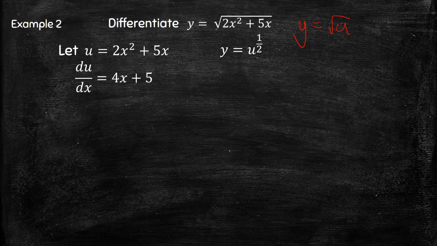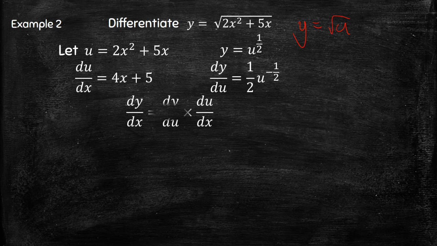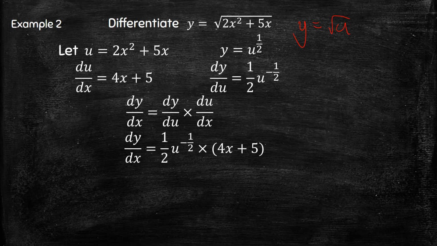So du by dx equals 4x plus 5. dy by du equals a half comes down the front, u, and a half minus 1 is to the power of negative a half. Use our formula again and replace our bits in that formula. So dy by du equals a half u to the power of negative a half, and our du by dx equals 4x plus 5.